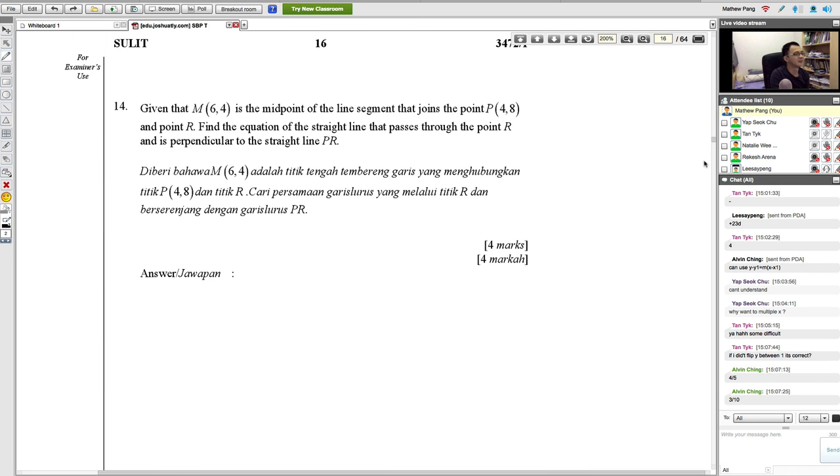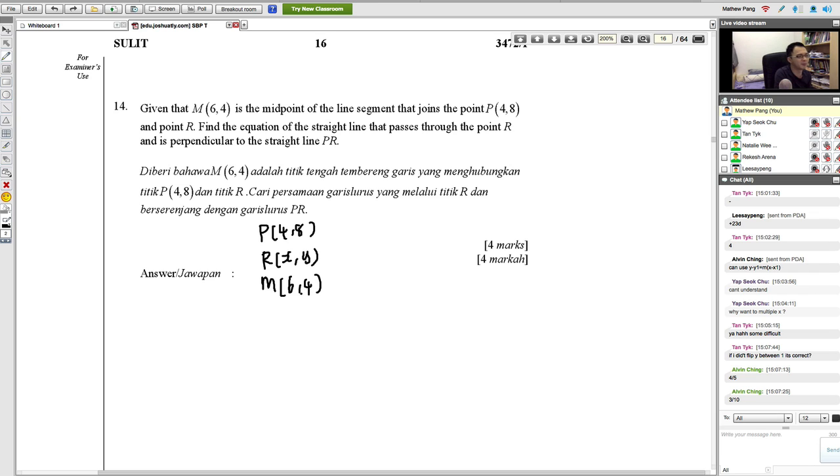Okay, for this one, given that M is a midpoint of the points P and R. I do not know what R is, but I will write down everything. P is (4, 8), and R is (x, y) because I do not know. And the midpoint is (6, 4).